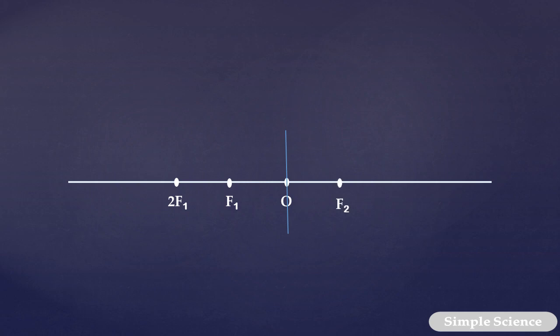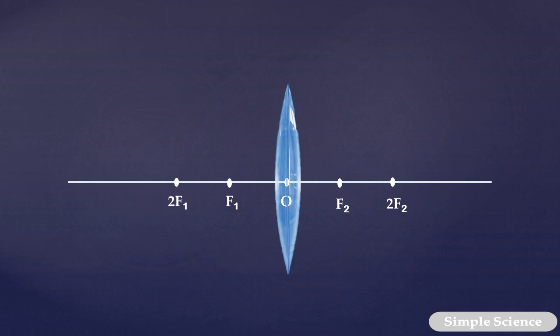Similarly, on the other side of the lens also mark 2 centimeters, mark a point F2 and from F2 2 centimeters, 2F2. So we have marked F1, 2F1, F2 and 2F2. Now you have to place the lens. Now the first rule is, now suppose AB is the object. Place the object anywhere in front of the lens.